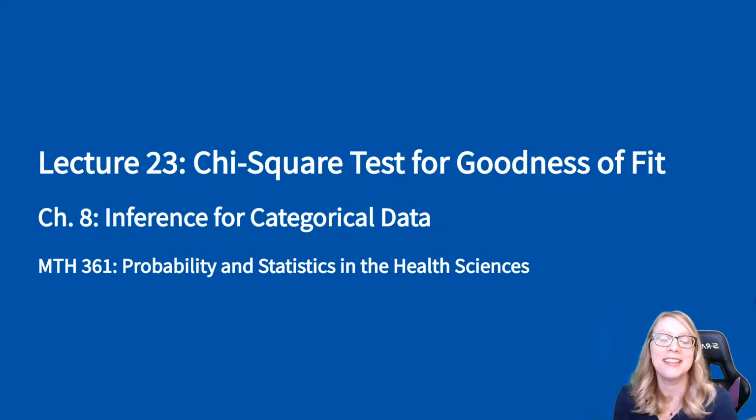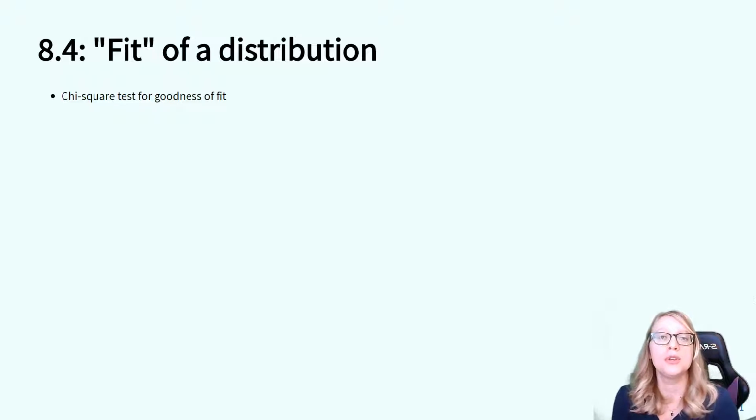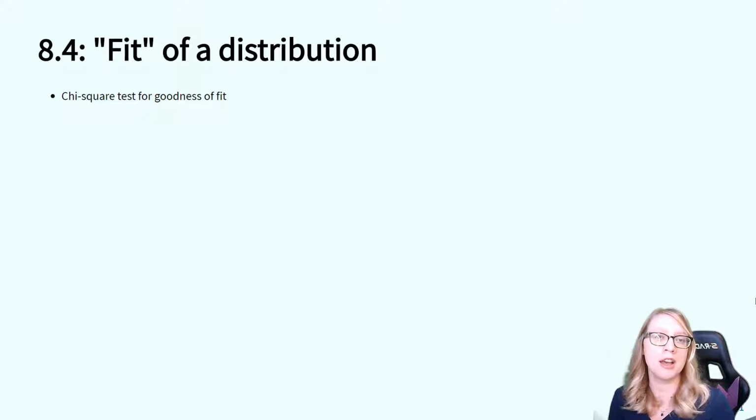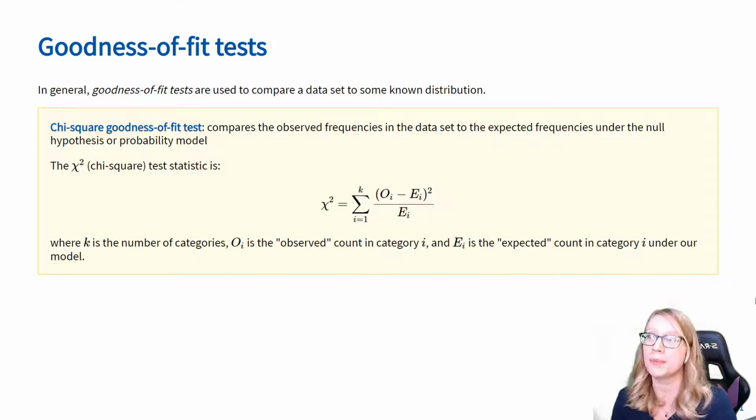Welcome back. In this video, which is our final in this health stats series, we'll talk about the chi-square test for goodness of fit. The chi-square test for goodness of fit is very similar to the chi-square test for association, which we talked about in the previous video. However, what this goodness of fit test does is check whether or not a single categorical variable matches up with some hypothesized distribution. In general, our test statistic looks very similar.